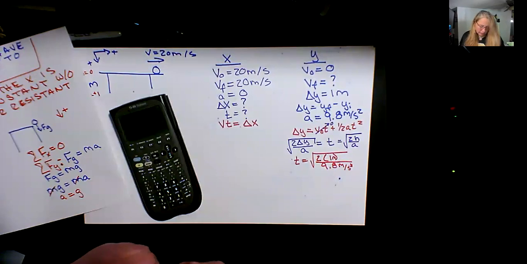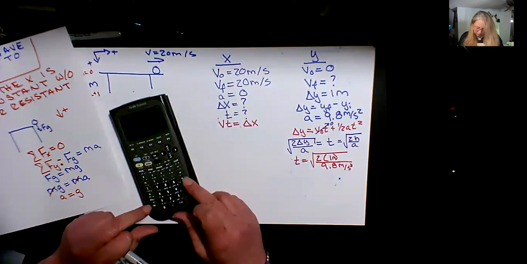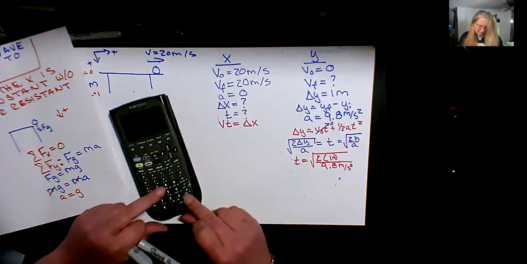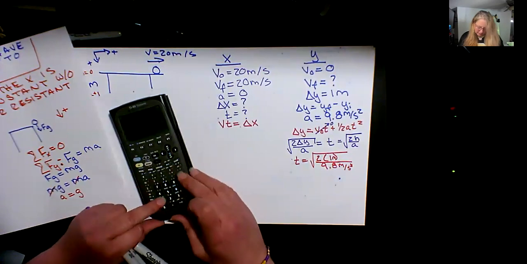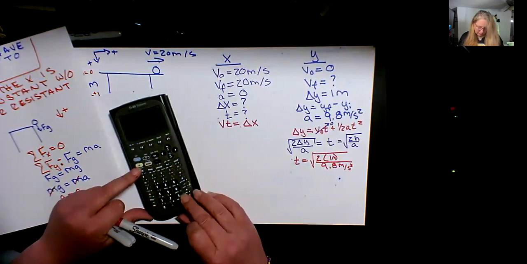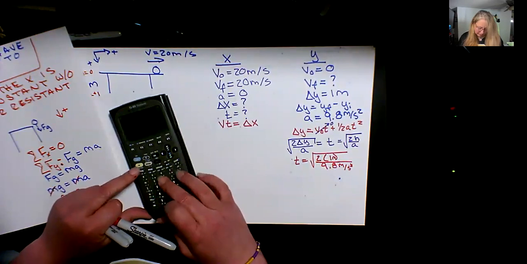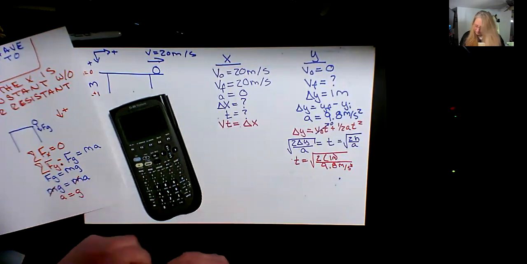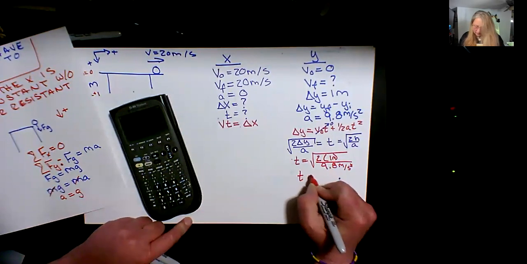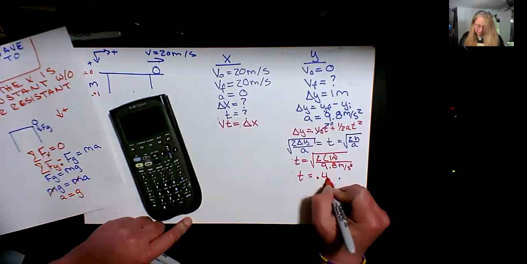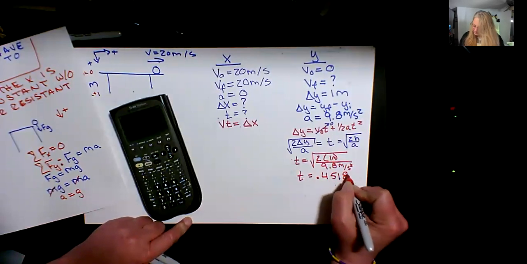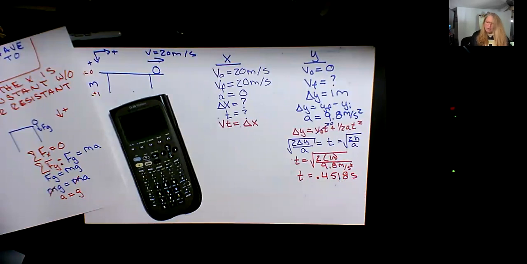So my t is then 2 divided by 9.8. Take the square root of that. Take the square root of it. There we go. T is 0.4518 seconds. And I'm writing that out.